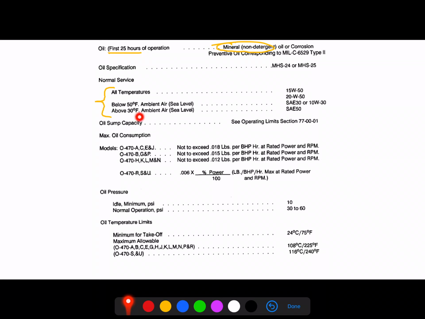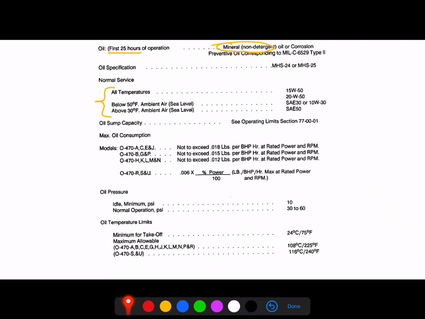If we are in a climate that is going to be no lower than 30 degrees Fahrenheit, we can use SAE 50 oil, which in our commercial aviation grade application is going to be 100. Similarly, if we are operating in conditions that will not exceed 50 degrees in temperature, then we can go with this SAE 30 or 10W30 as the oil that we're using with the particular engine.